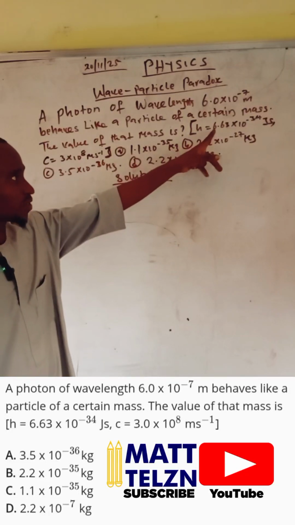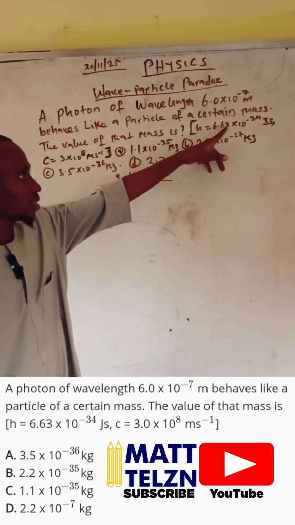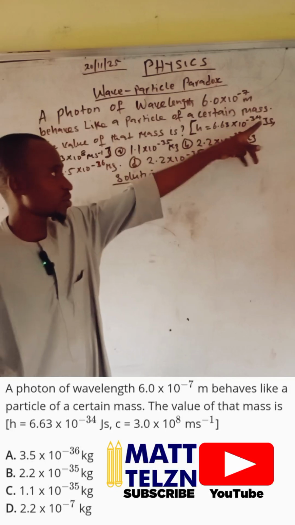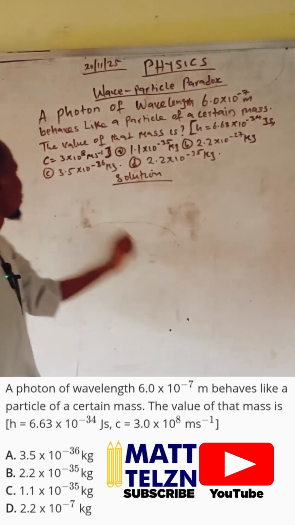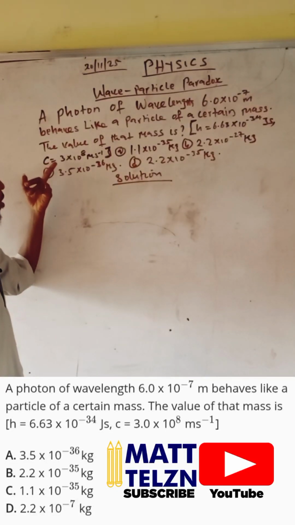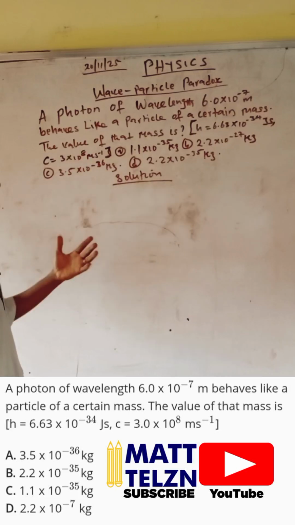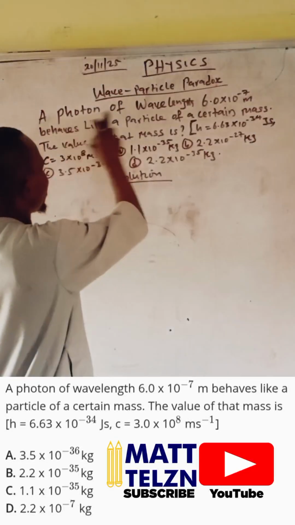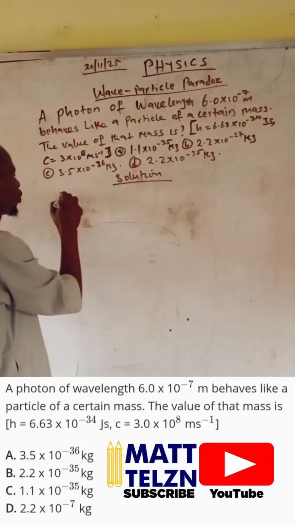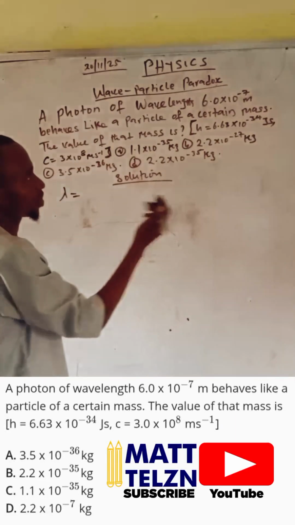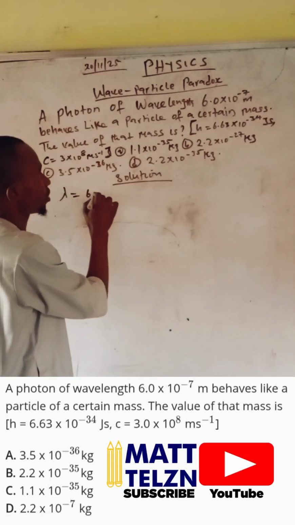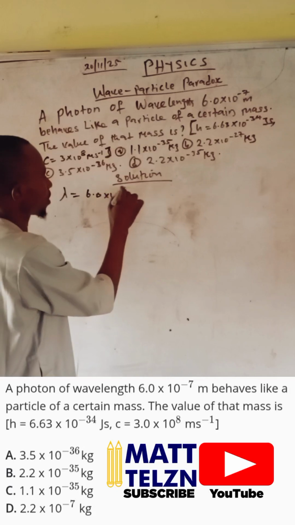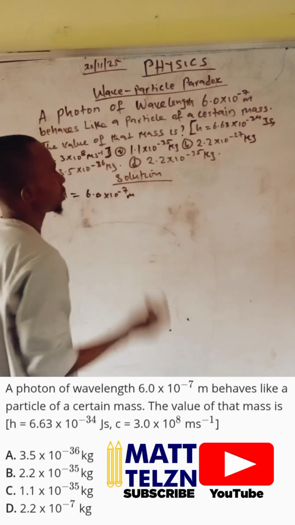Planck constant h is given as 6.63 times 10 raised to power minus 34 joules second, and c is given as 3 times 10 raised to power 8 meters per second. Let's bring out what is given in the question. Our wavelength, which we use lambda to represent, is 6.0 times 10 raised to power minus 7 meters.